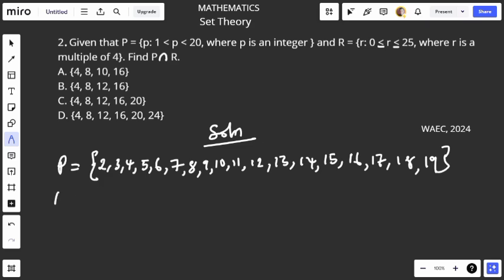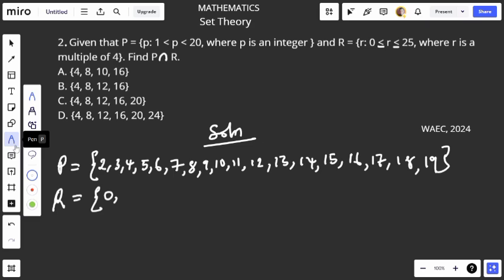Now let me list out the elements of R. From the description, R is greater than or equal to 0, which means 0 is included, but less than or equal to 25, which means 25 is included. So we will have 0. And they say where R is a multiple of 4. Where R is what? A multiple of 4.